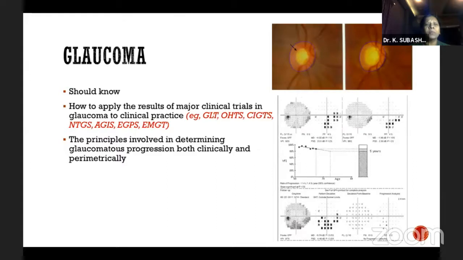And this is also important. The trainee should know to apply the results of major clinical trials in glaucoma to clinical practice, and should know the principles involved in determining glaucomatous progression, both clinically and perimetrically.